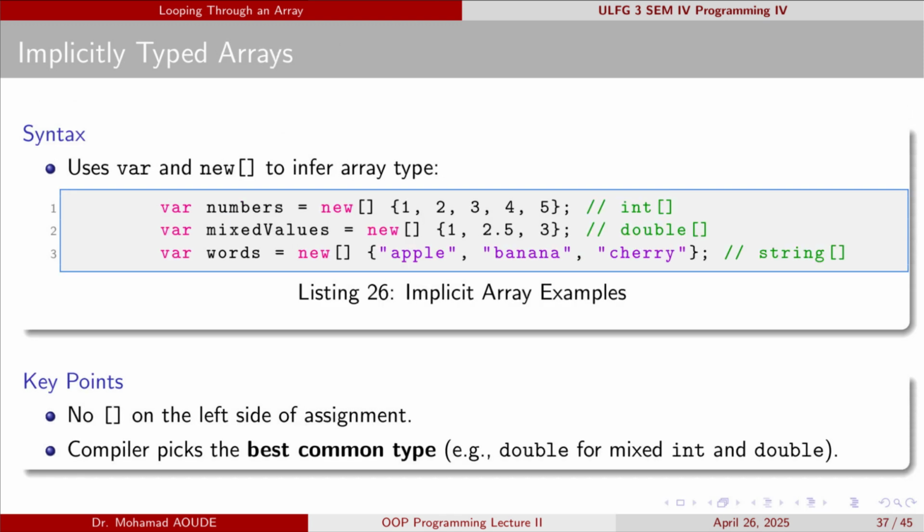You can even use implicit typing when declaring arrays themselves. With var, the compiler automatically figures out the correct array type based on the initializer. For example, var numbers = new[] {1, 2, 3, 4, 5} is an int array. var mixedValues = new[] {1, 2.5, 3} is a double array. var words = new[] {"apple", "banana", "cherry"} becomes a string array.